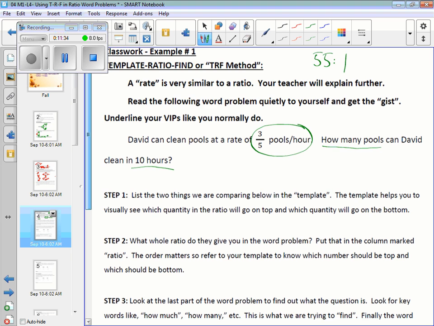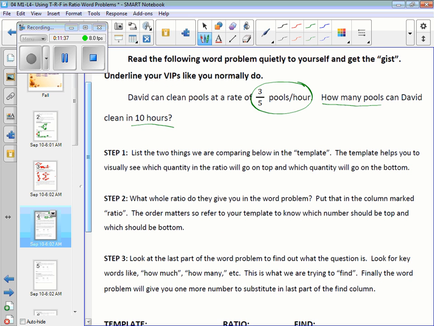The steps here are outlined to kind of remind you what to do, but it's really basic. The first thing that you do is you make what's called the template, the labels. What are we comparing? What to what?